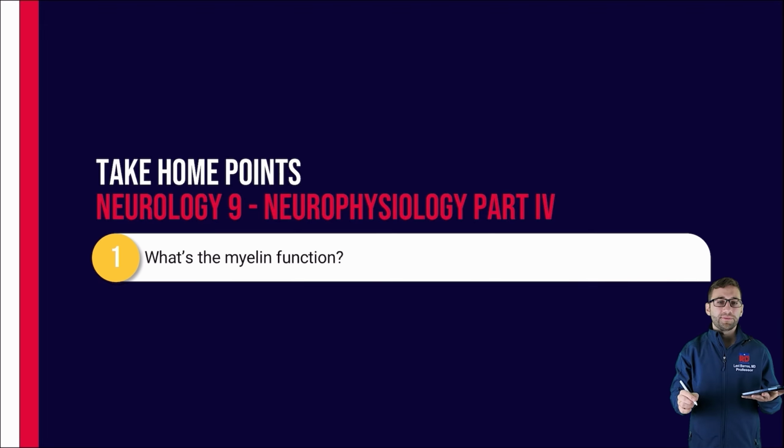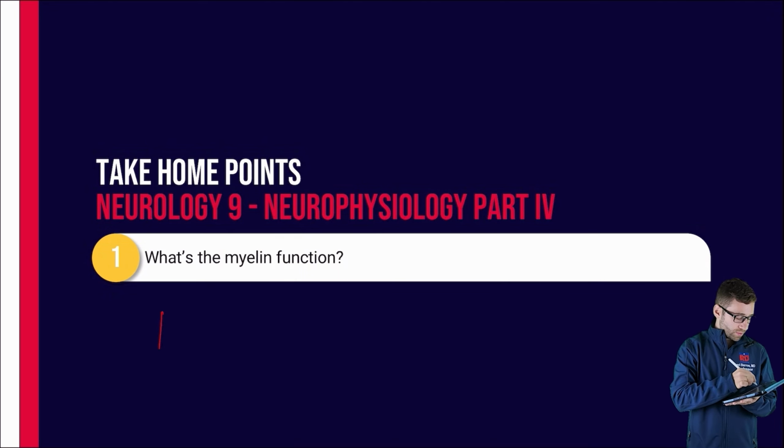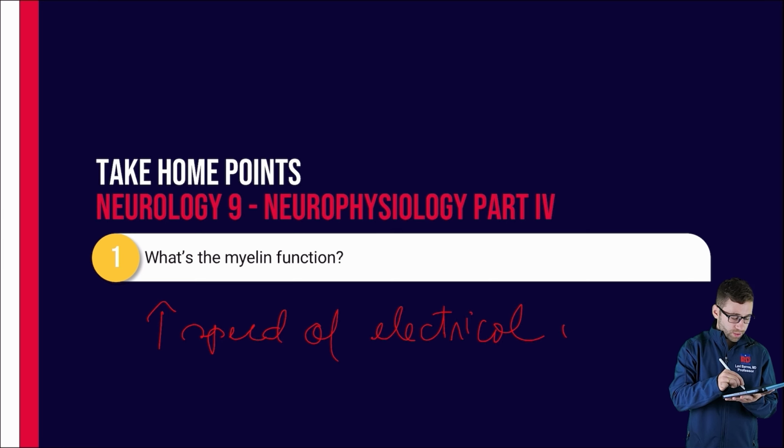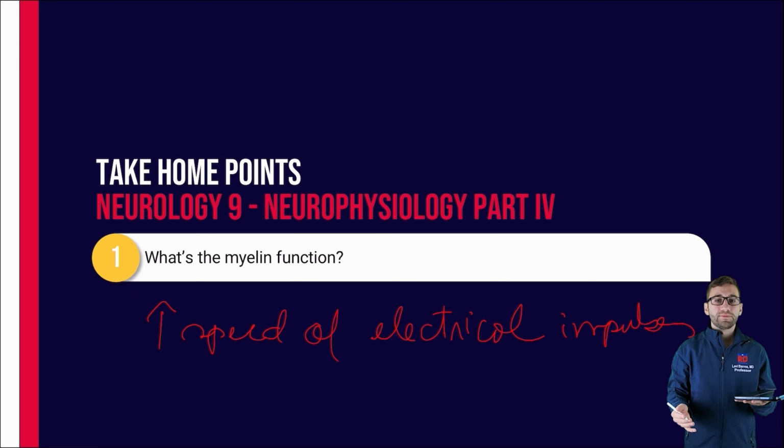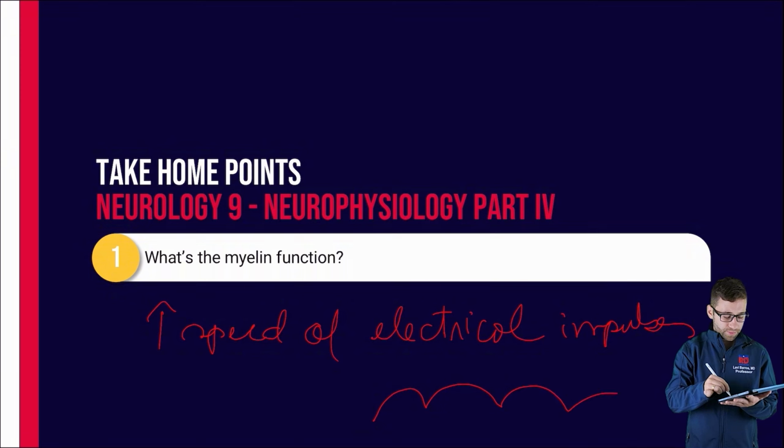What's the myelin function? Well, myelin is an insulating layer that surrounds the axons of neurons, produced by oligodendrocytes in the central nervous system and Schwann cells in the peripheral nervous system. The primary function of myelin is to increase the speed of electrical impulses, or action potentials. Myelin does that in a process known as saltatory conduction.